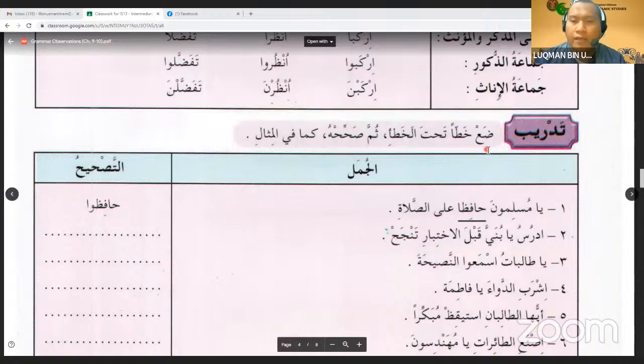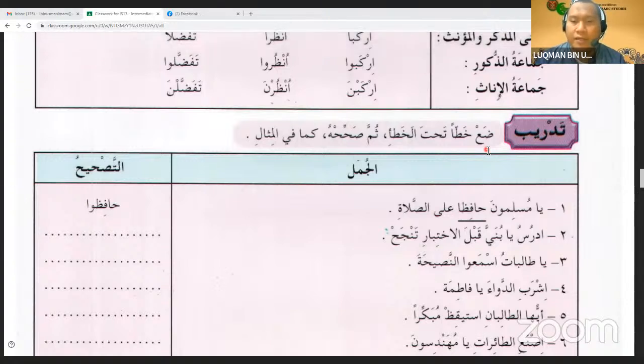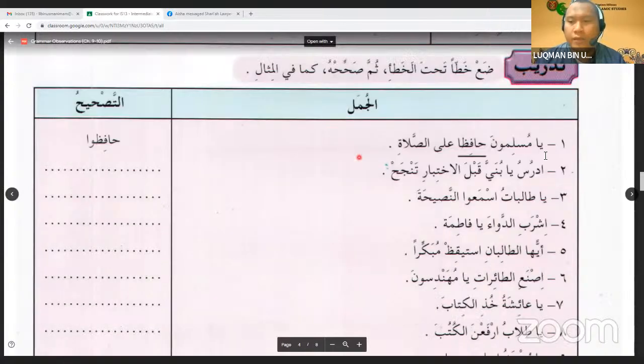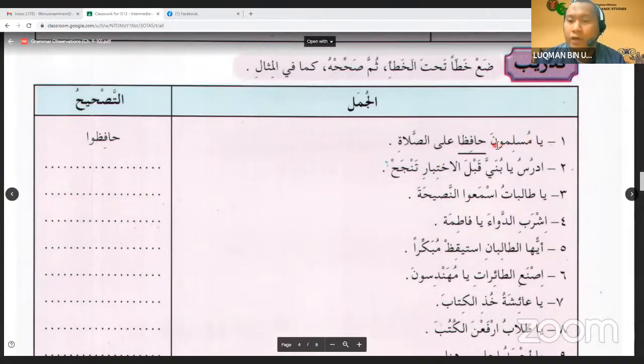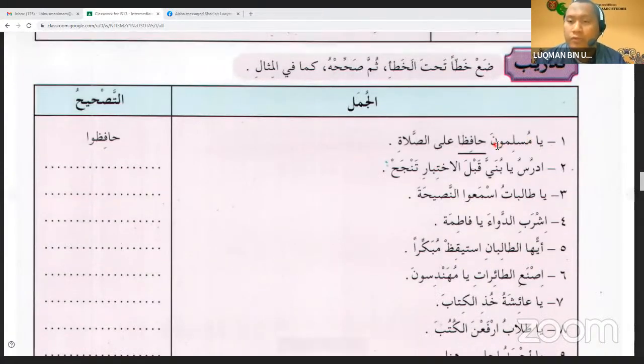You underline the mistake in the sentence, then you correct it. Example: ya muslimuna, O Muslims, so this is plural, muslimuna, hafidha ala salati. Hafidha, so it is dual.